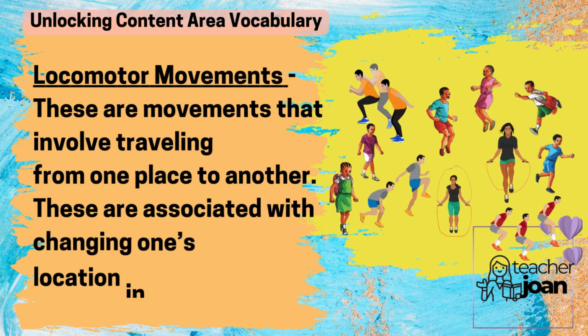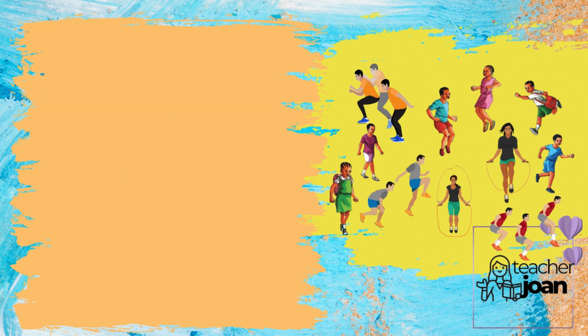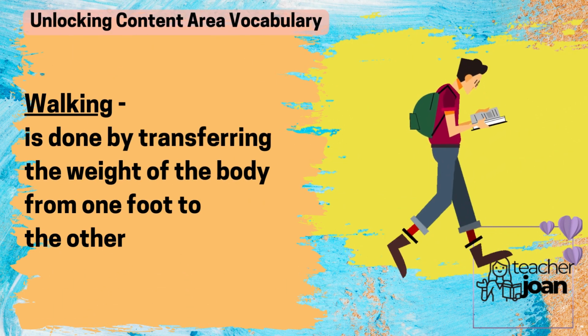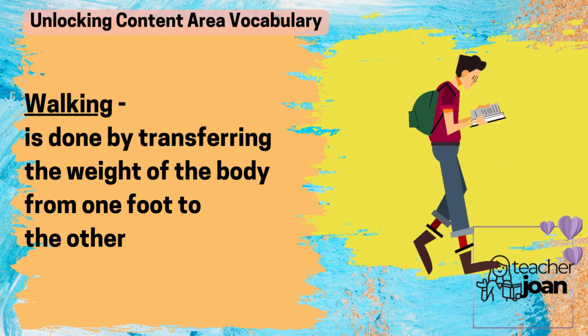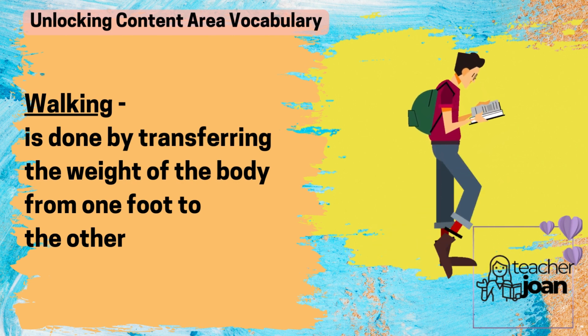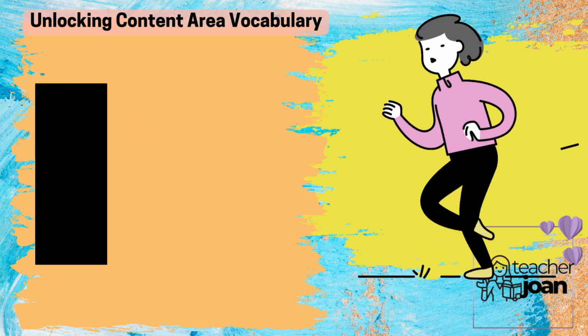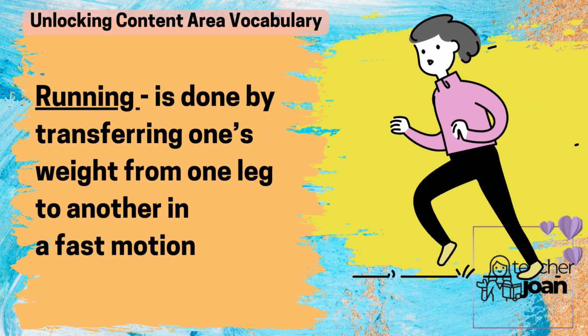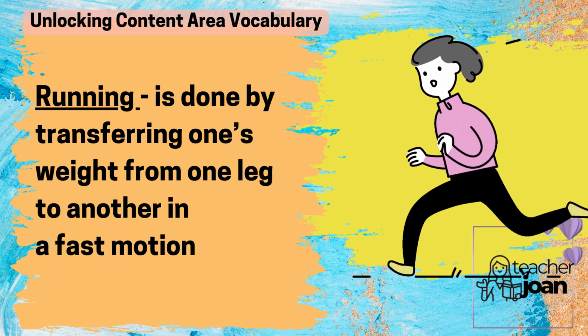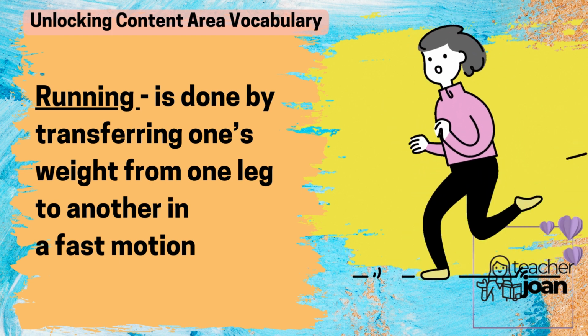Unlocking content area vocabulary. Locomotor movements. These are movements that involve traveling from one place to another. These are associated with changing one's location in space. Walking is done by transferring the weight of the body from one foot to the other. Running is done by transferring one's weight from one leg to another in a fast motion.